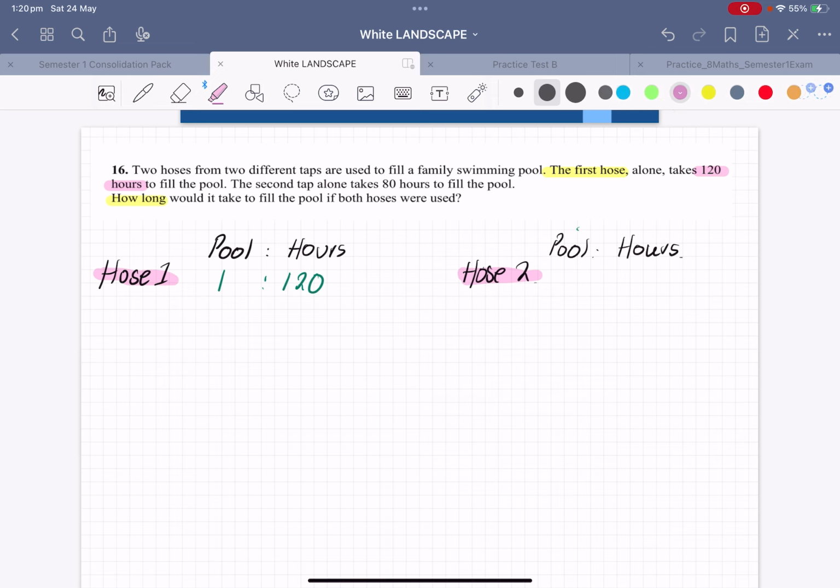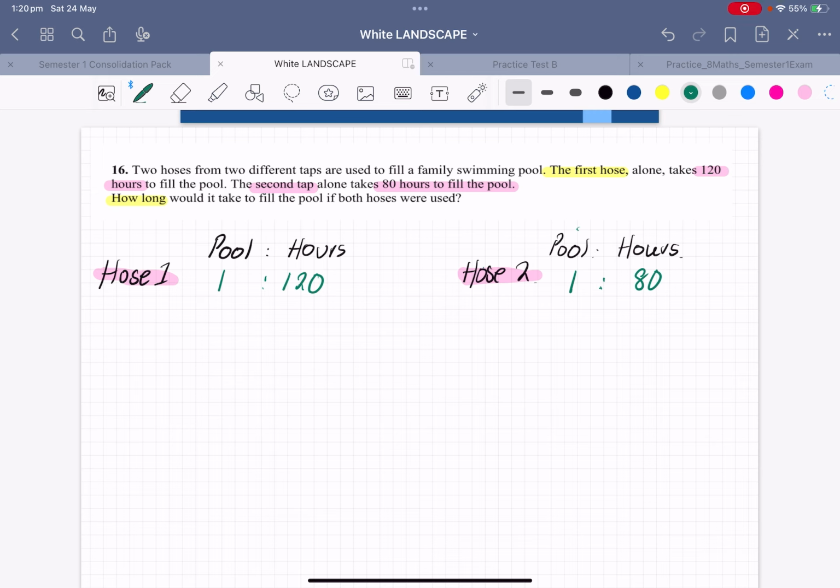Hose 2 takes 80 hours to fill the pool. So hose 2, it's 1 pool, and he takes 80 hours. So that was step 2, labelling your ratios. Step 3, make a fraction of each with the time as the denominator.